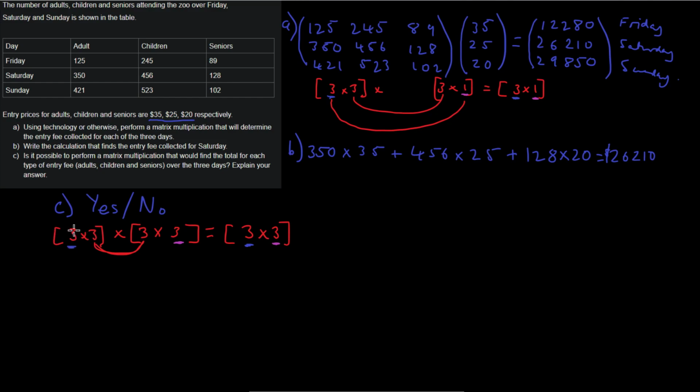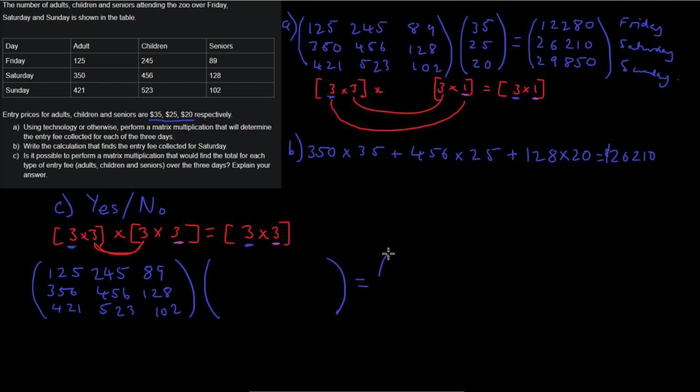Okay, so the first one is the number of people, the type of people, and the days they came. So that's our regular matrix from the table: 125, 245, 89, 350, 456, 128, 421, 523, 102. And we need to multiply it by some 3 by 3 matrix to get the total cost, or the total price, of all the adults on Friday, children on Friday, seniors on Friday, etc.